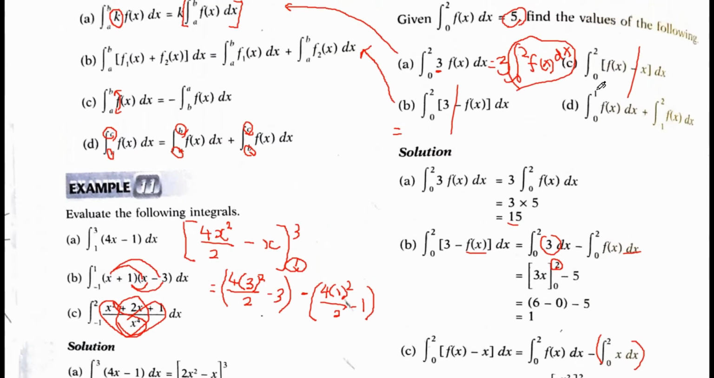D. Integrate 0 to 1 f(x) dx plus integrate from 1 to 2 f(x) dx. This one is rule number 4. 0 to 1, 1 to 2, this equals from 0 to 2 f(x) dx. So this is just equal to 5.